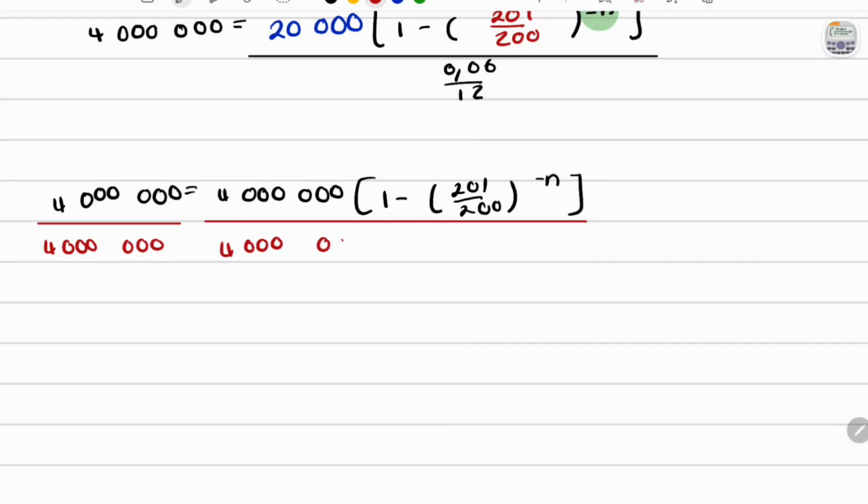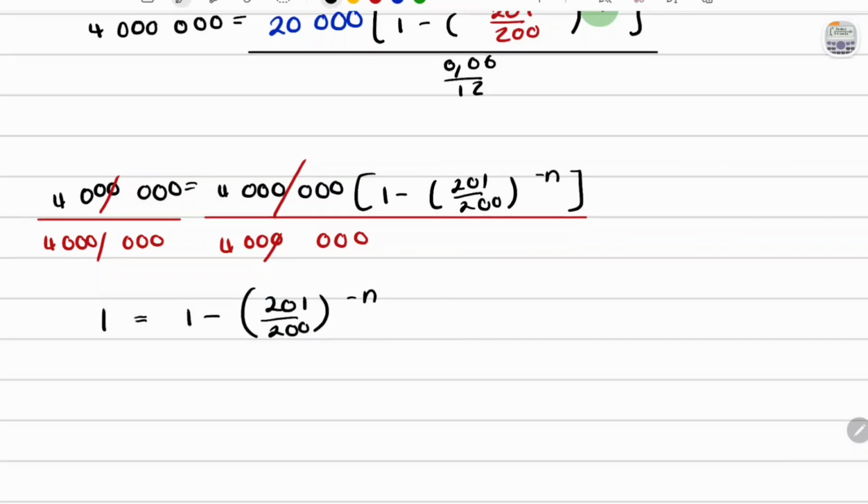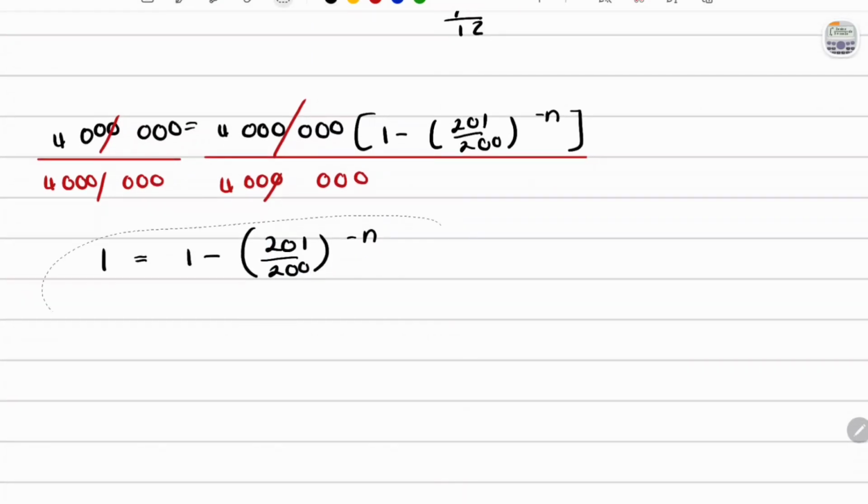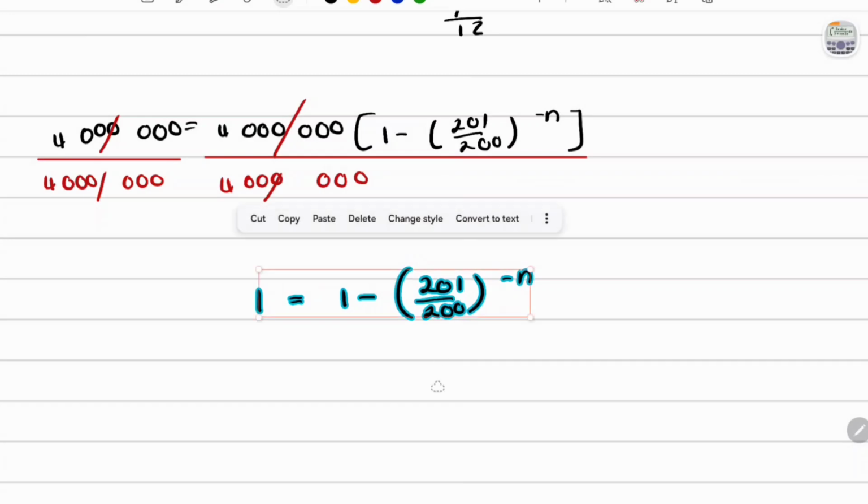So those two cancel out, and here we're going to have 1 is equal to, that cancels. It's technically a 1, but it's like 1 times everything here would stay the same. And so you have 1 minus 201 over 200, all raised to the power of negative n. So we just have to simplify this and try to solve for n here.